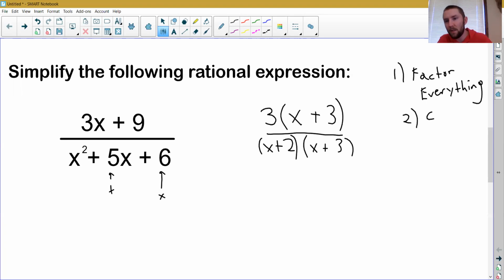Step number 2 is cancel the same stuff. I will say the same factors, and I'll get into why I'm saying same factors in just a second. So in this particular case, the only thing that's the same here is this parentheses x plus 3 with this parentheses x plus 3. So I'm going to cancel those.